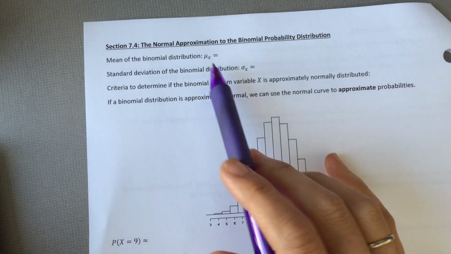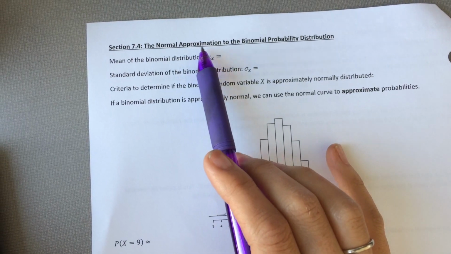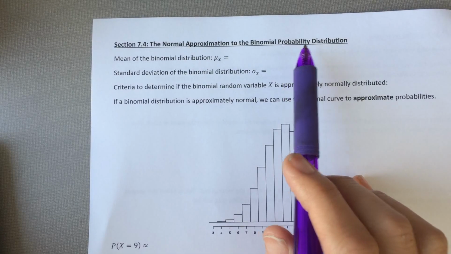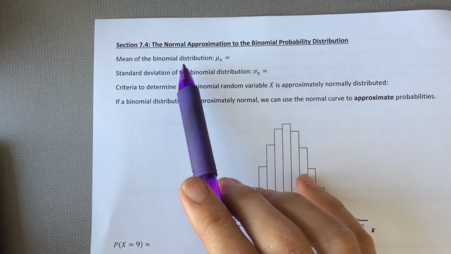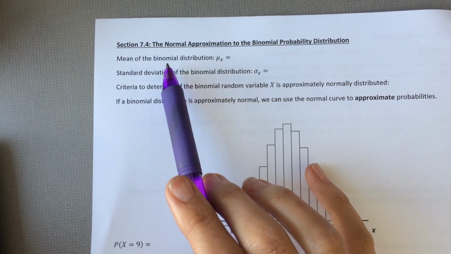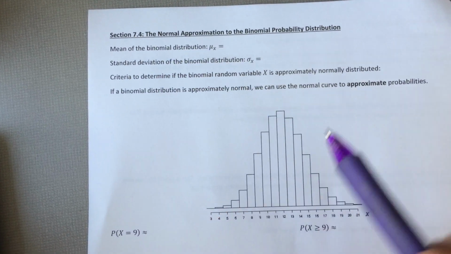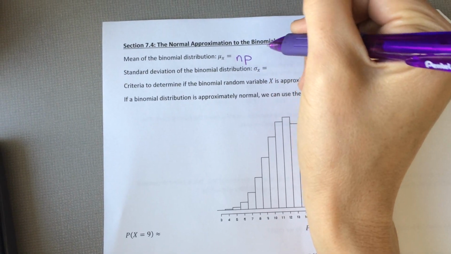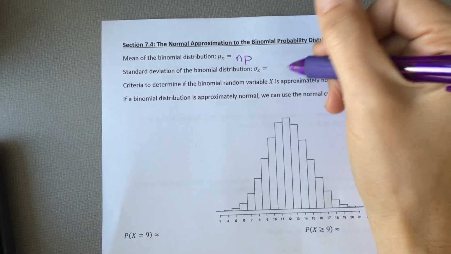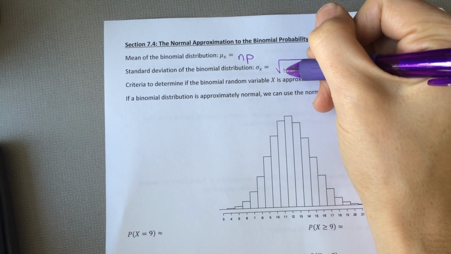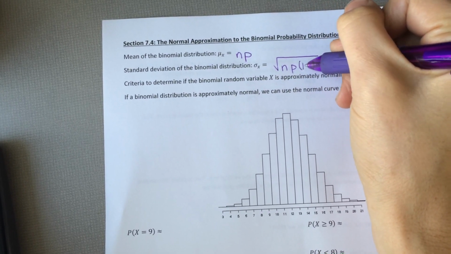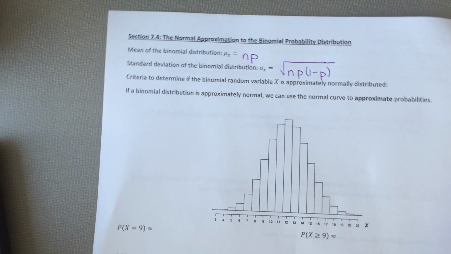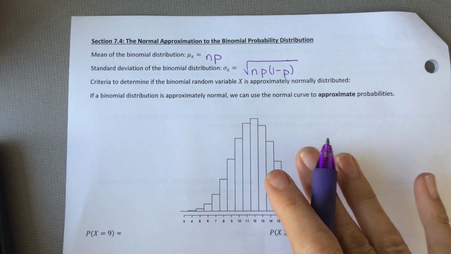Let's review some things, because we're going to be using the normal curve to approximate binomial probability distributions. Since we're going back to binomial distributions, let's remind ourselves that the mean of our binomial distribution is n times p, and the standard deviation is the square root of n times p times 1 minus p, where again n is the number of trials, p is the probability of success, and 1 minus p is the probability of failure.